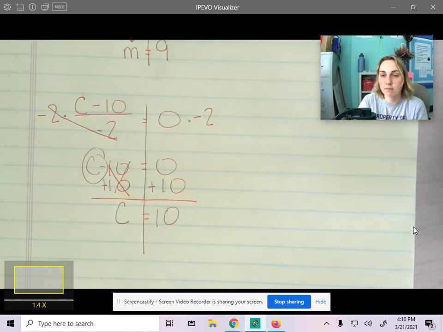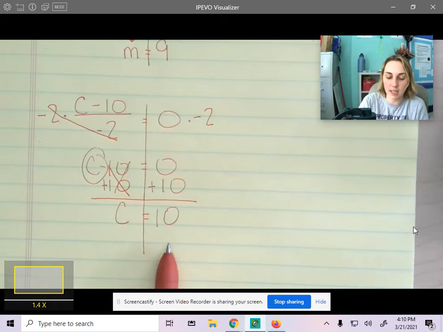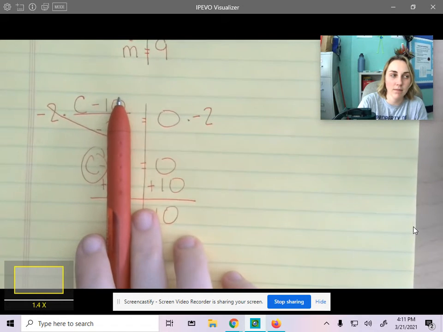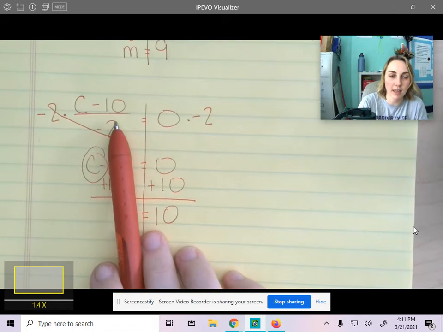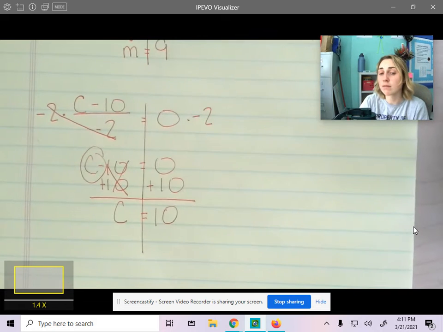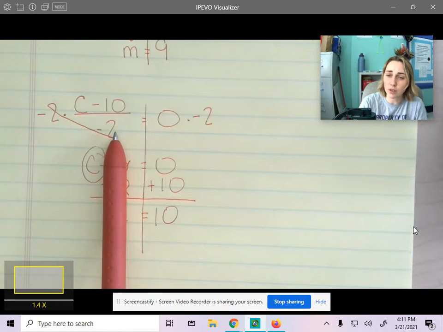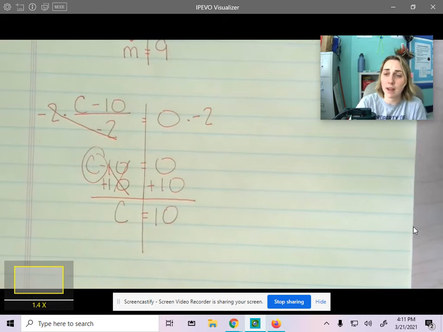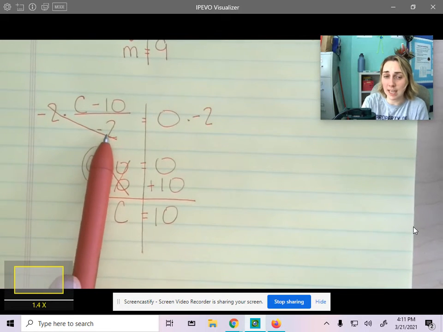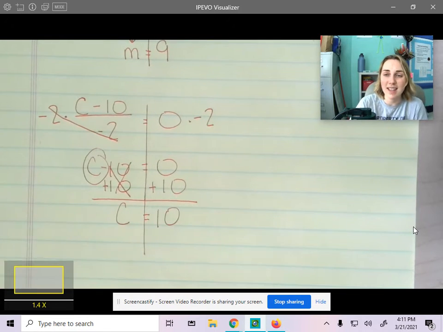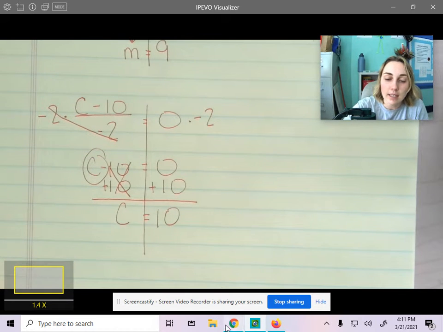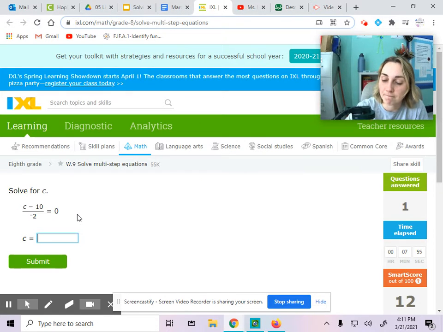That is going to work because if I plug 10 into this problem, I would have 10 minus 10, which is 0. 0 divided by negative 2 is 0. So yeah, that'll work. c is going to be equal to 10. So guys, in this particular problem, what you need to do is get rid of the division first by multiplying both sides by whatever number this is. In this case, it was negative 2, so that's what I did. And then you can go ahead and solve your one step. So in this case, c is equal to 10.